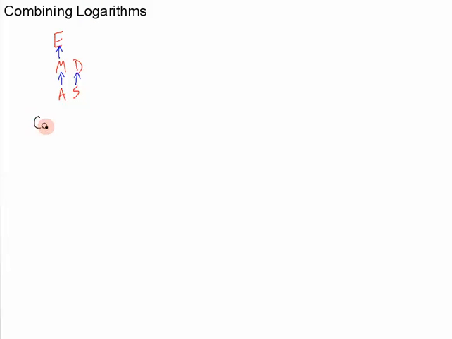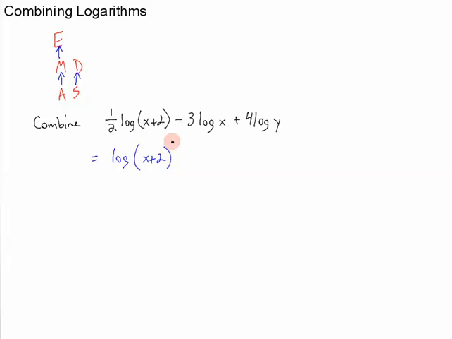So for the first example, let's try to combine 1/2 log of quantity x plus 2 minus 3 log of x plus 4 times the log of y. The first thing we see is all these multiplications will become exponents. So we can write it as log of x plus 2 to the 1/2 power minus log of x to the third plus log of y to the fourth. So multiplication outside becomes exponent inside. To emphasize that on this first one, we might throw all of this inside brackets because that exponent of 1/2 should be inside the logarithm.